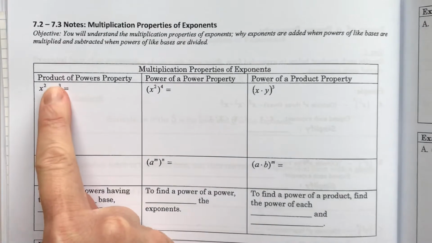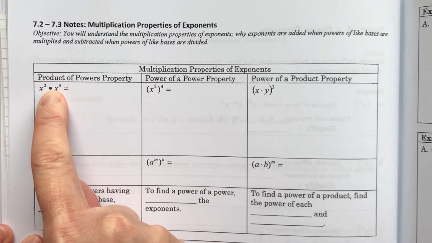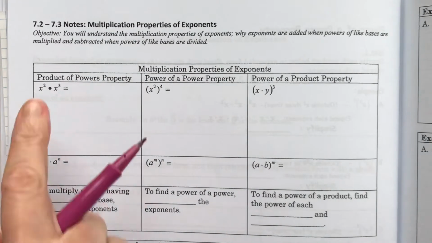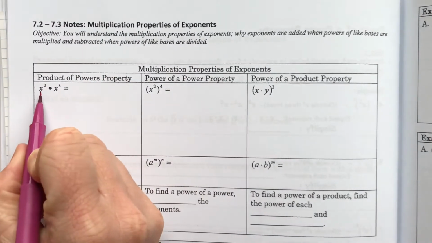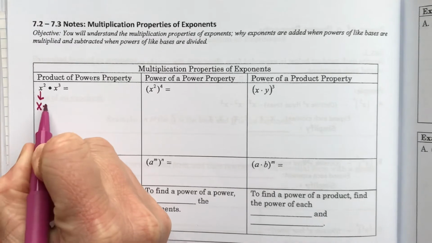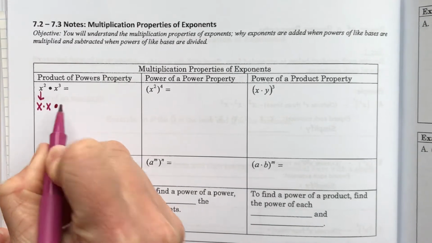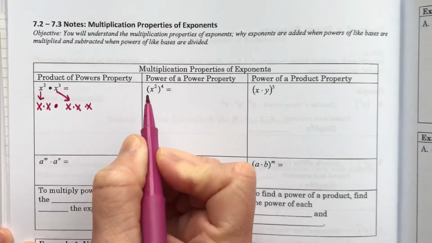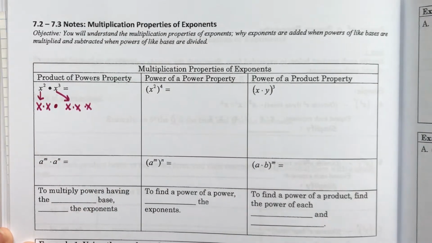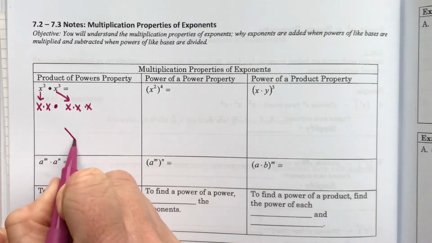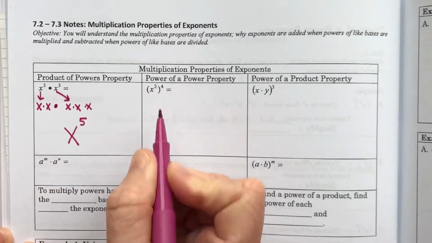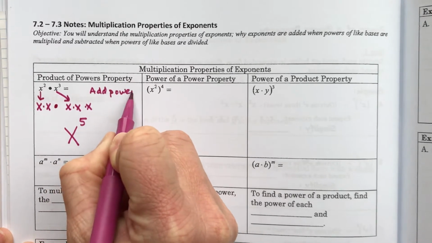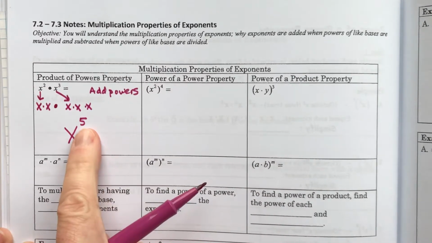Multiplication properties of exponents, there are three. And the first one is called the product, meaning there's a multiplication of terms that have powers. And if you notice here, I'm going to expand this. X squared is the same as x times x. And then I have my middle multiply dot. And then x cubed is x times x times x. So the total number of x's that we have being multiplied together is 5. And what we're going to do is add our powers here, because 2 plus 3 is how you get 5.